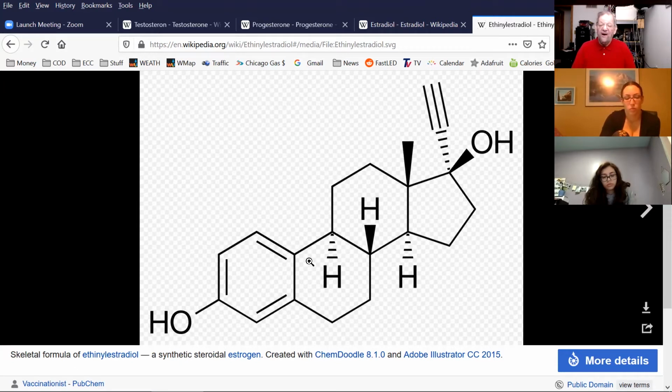it works. Now, why is the body fooled by this molecule, which is similar but not identical? I have no idea. But the ability to make it cheaply from cheap intermediates has changed our planet. And that's steroids.